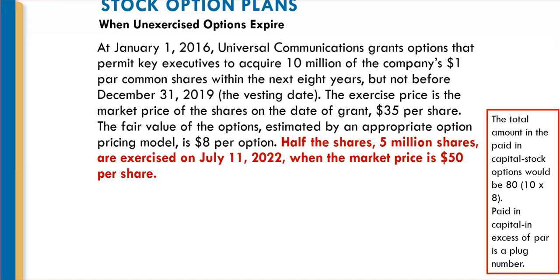Now, let's go on and talk some more about stock option plans. And it says when unexpired options expire is what it says up there. But before we get to that, this problem is saying that these executives are going to use their options. So half of the options are going to be used. And remember that we had a total in there of 80 in our paid-in capital.